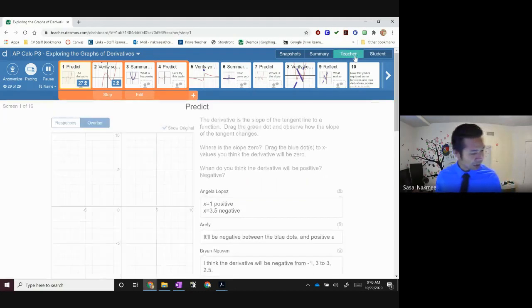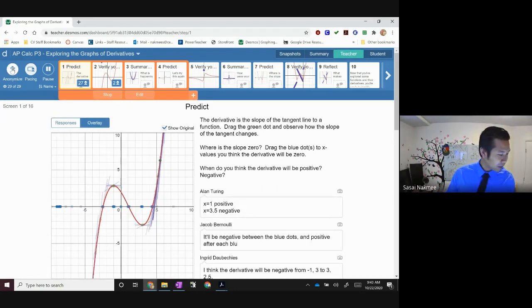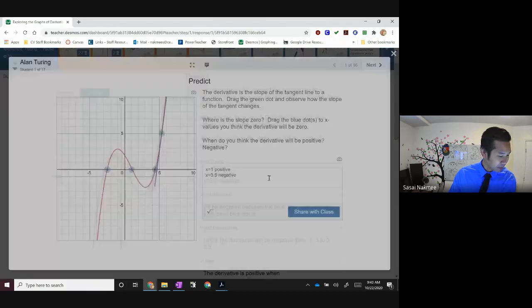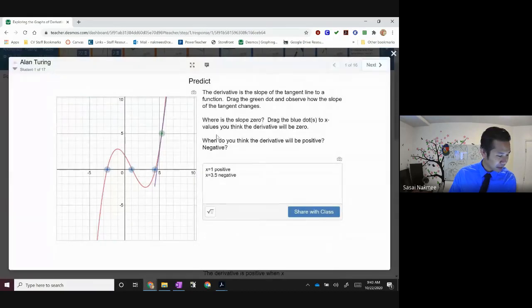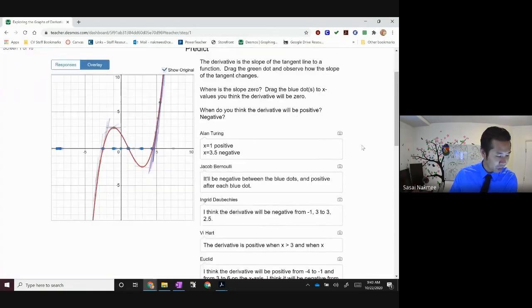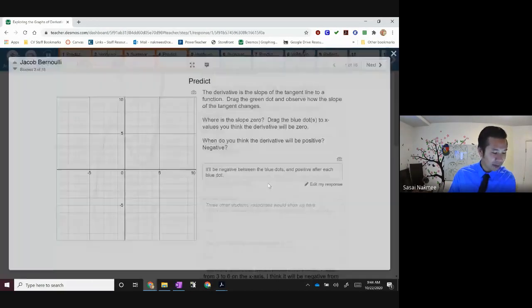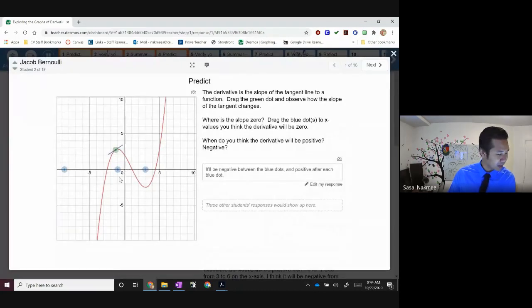So I want to take a look at some responses here. Let's anonymize that. At x equals 1, Alan Turning is saying that it is positive when x is equal to 1 and negative when x is equal to 3.5. Now remember, we're not asking where the function is positive and negative. We're asking where the derivative is positive and where the derivative is negative. It'll be negative between the blue dots and positive after each of the blue dots. I like that answer.